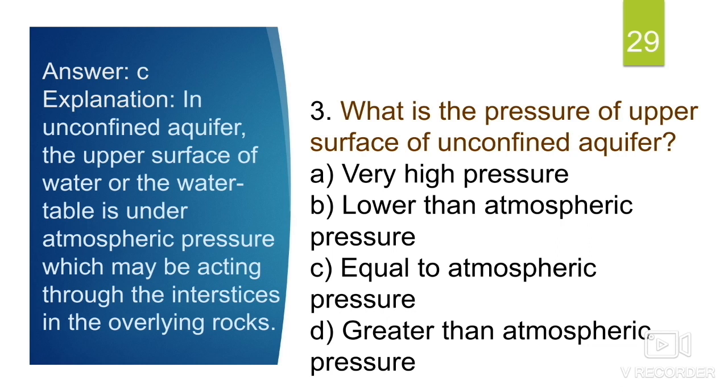Sorry, here there is a problem in the question. Option B will be right, that is lower than atmospheric pressure. Okay, so the pressure at the upper surface of the unconfined aquifer will be lower than the atmospheric pressure. So option B is the right one here. In the answer that is given, answer C, that is wrong. So option B is the right answer.